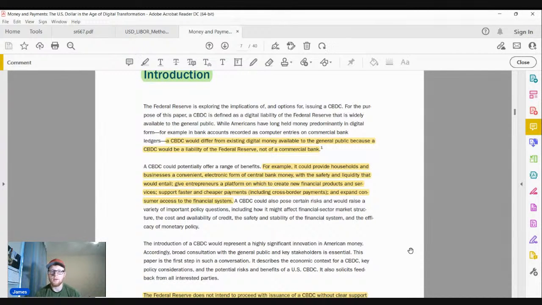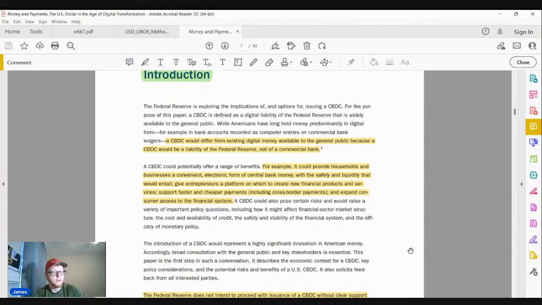So what we have now, and we'll go into it in this video as well, and even as the Fed defines it, a central bank digital currency would differ from existing digital money basically because it would be a liability of the Federal Reserve and not a commercial bank. So the money in your bank account is a liability of your bank, not the Federal Reserve, right? And it's worth distinguishing this is the money that's available to you.